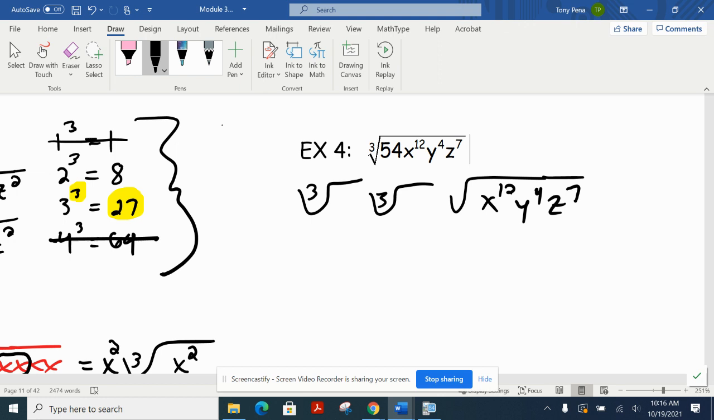So does 27 go evenly into 54? Yeah, it does. So that's nice. And it goes in how many times? Twice. 27 times 2 will give you the 54.